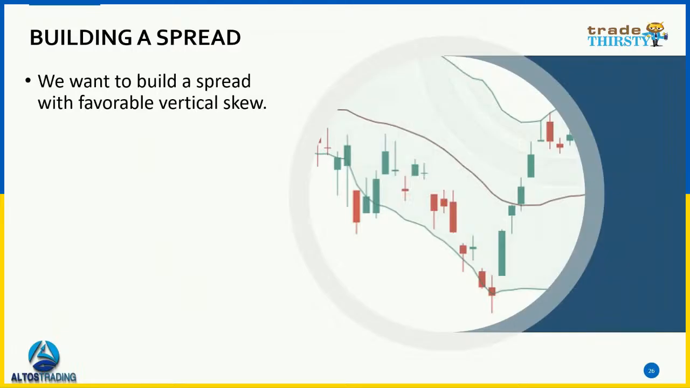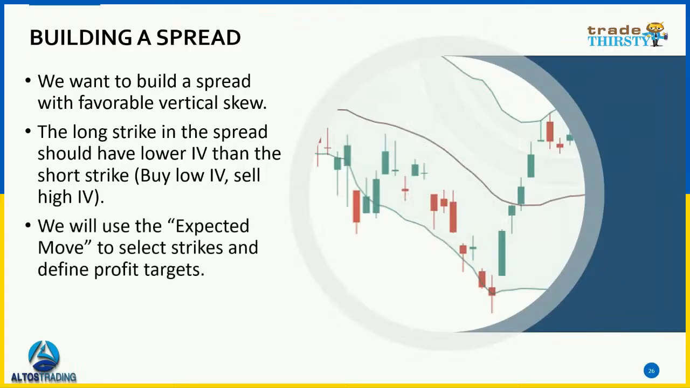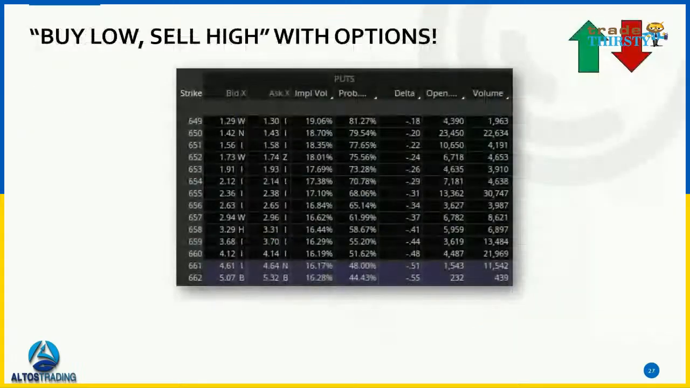But here's the important thing. We want to build a spread with favorable vertical skew. Again, one of the biggest mistakes I see option traders make without even realizing it. We want the long strike in the spread to have lower IV, or implied volatility, than the short strike. So just think buy low, sell high, right? You want to do that with anything, right? You buy a house, right? You don't want to buy it high and then sell it lower later, other way around. Well, the same applies to options. So we're going to use the expected move to select strikes and then define our profit targets.